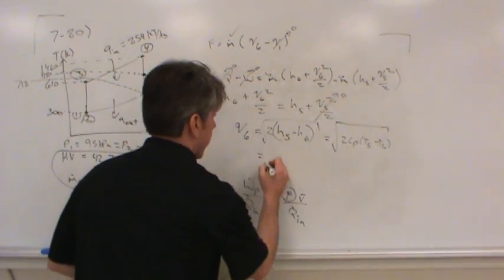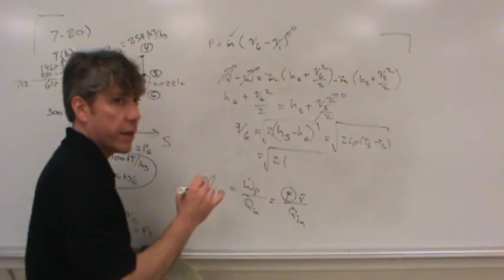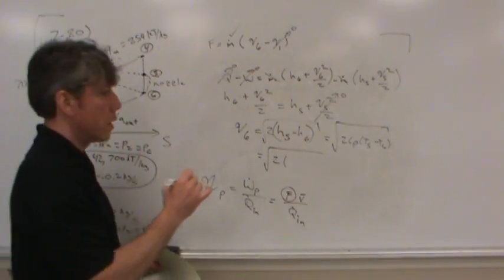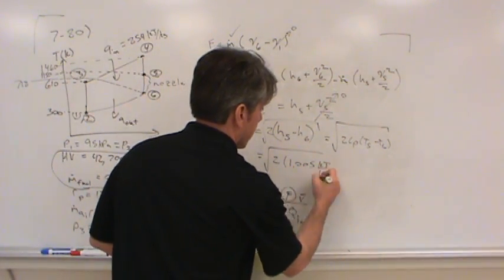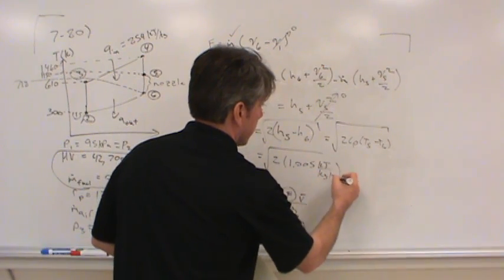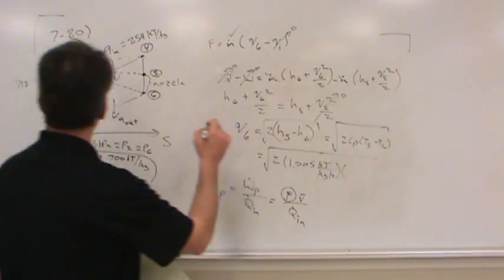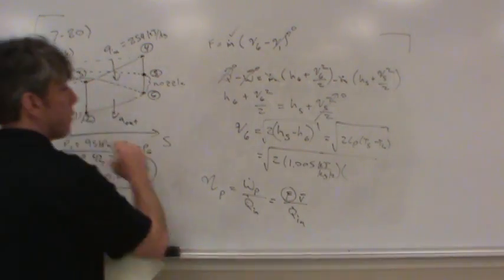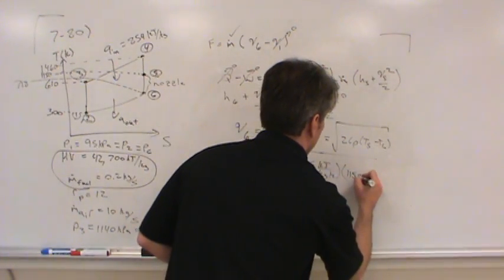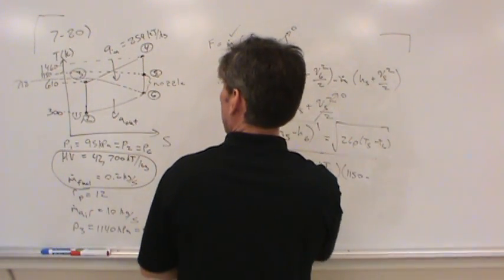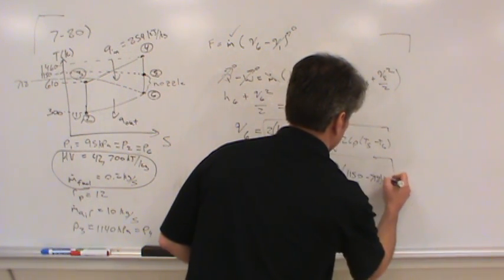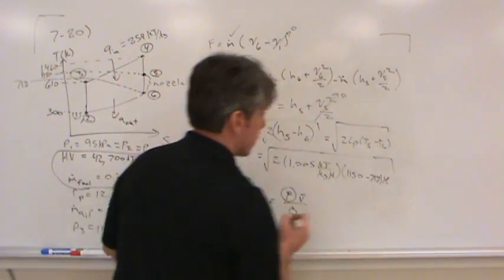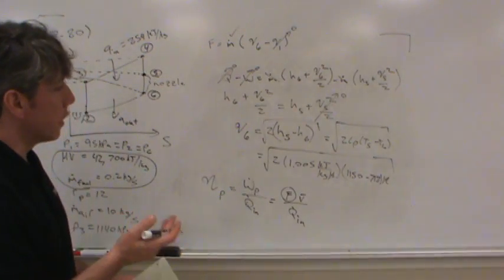So this would be the square root of 2. What was the heat capacity of air again? 1.005. Yep. Kilojoules per kilogram per Kelvin. The temperature at state 5 was 1150. The temperature at state 6 is 718. Both of those are Kelvin. So Kelvin goes away. And we have kilojoules per kilogram.